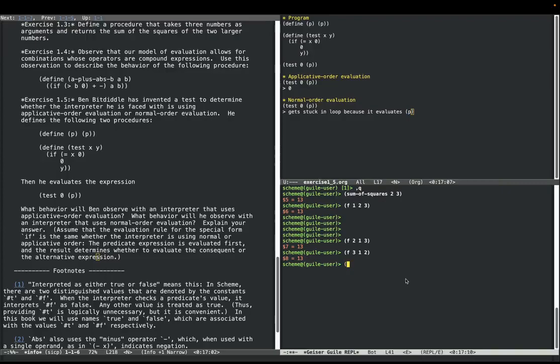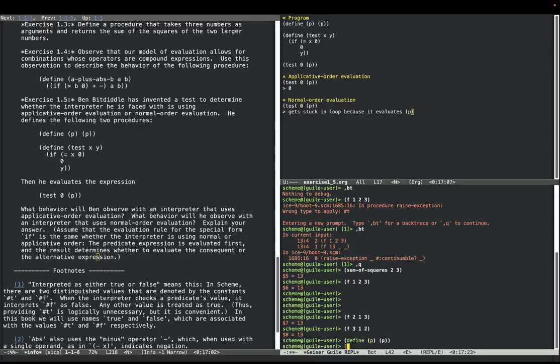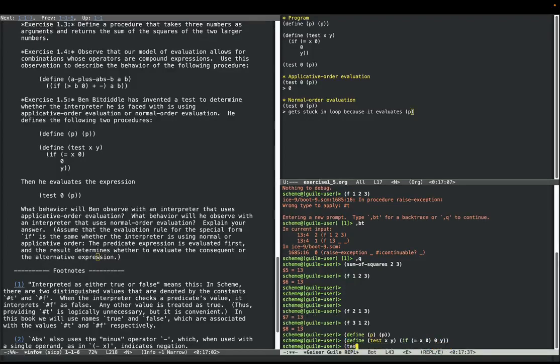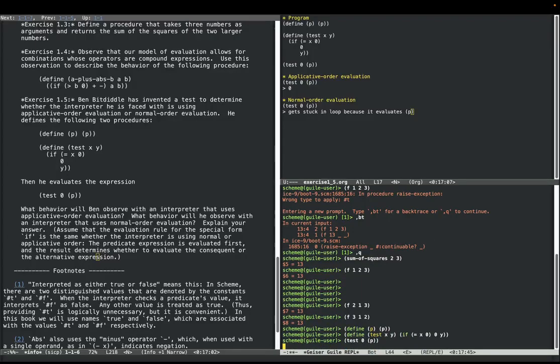They said that in practice it uses applicative order, right? So let's see here. P is defined as a loop, I think. And then let's try typing that. Test is defined as: if x is 0, then 0, otherwise y. And then we do test 0 P. So if we're right, this is just going to return 0. Oh, it gets stuck in a loop. Huh? So we were wrong.